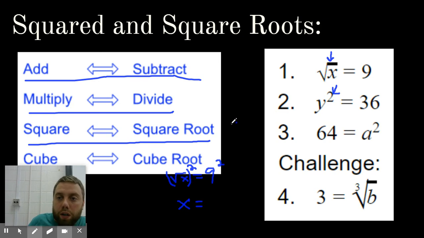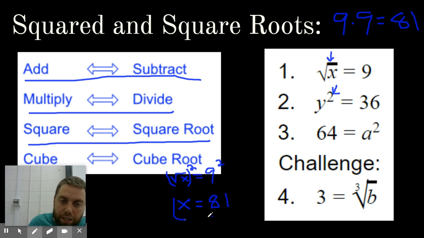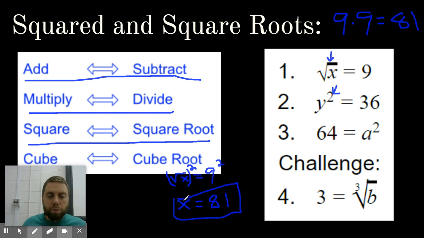Remember that squared means something times itself. 9 squared is 9 times 9, which is 81. So this is x equals 81. X equals 81. That's our answer to number 1. Because we have isolated our variable, we are good to go.